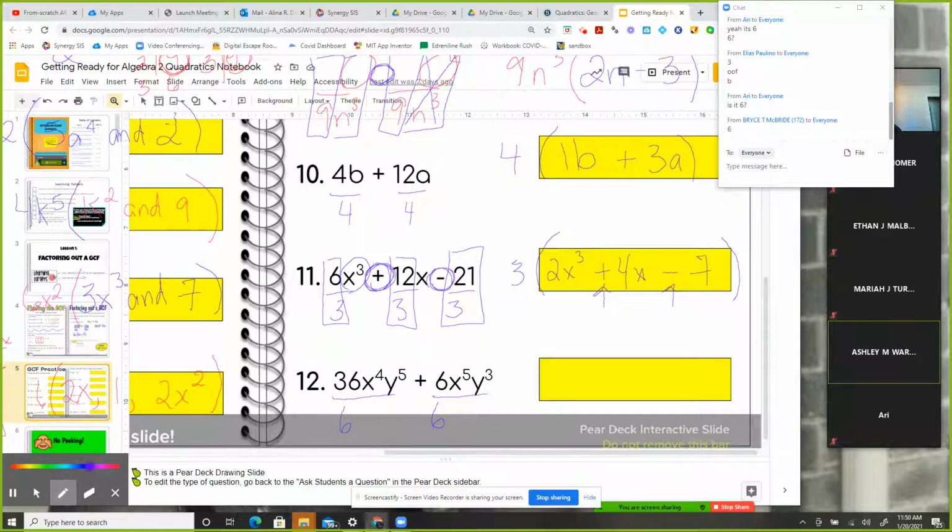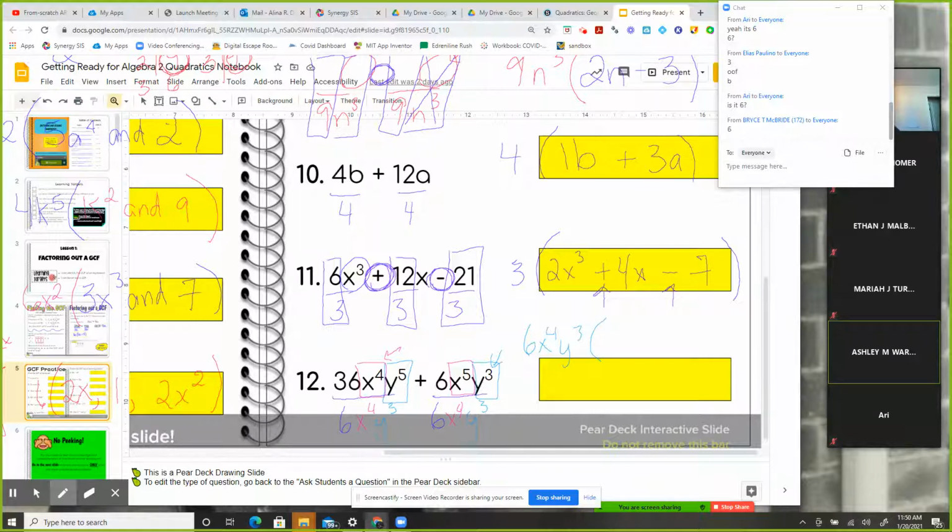I've got an x to the 4th and an x to the 5th. Which one is smaller? The 4. So I'm going to use that one. X to the 4th and x to the 4th. And then look at your y's. See if my bright blue will show up. Y to the 5th and y to the 3rd. Which one is smaller? The 3rd. So we're going to use that. Y to the 3rd and y to the 3rd. That's our greatest common factor. So 6, x to the 4th, y to the 3rd is our greatest common factor.